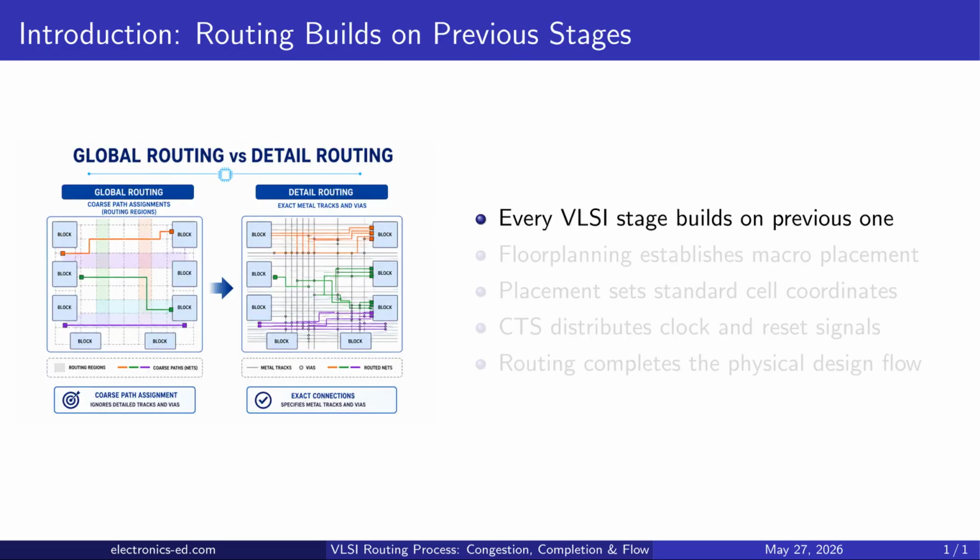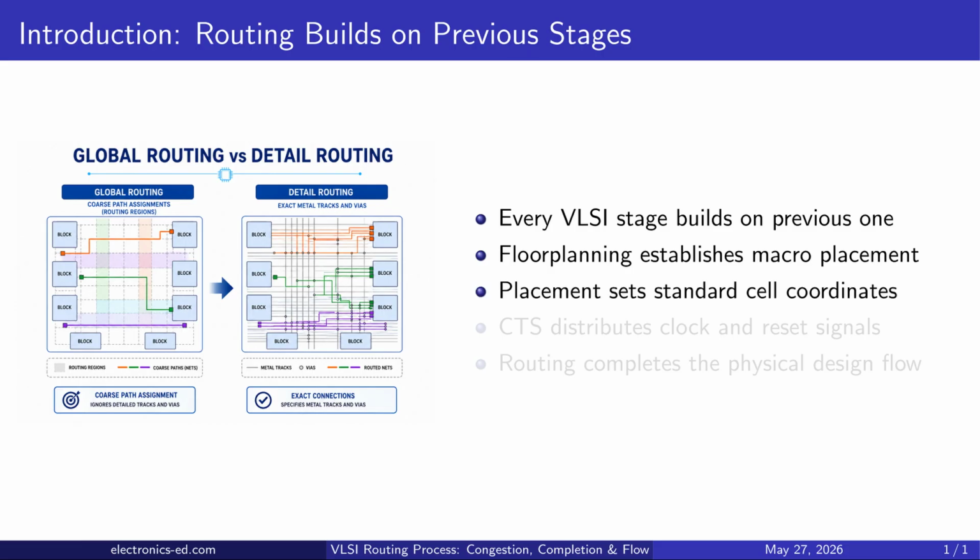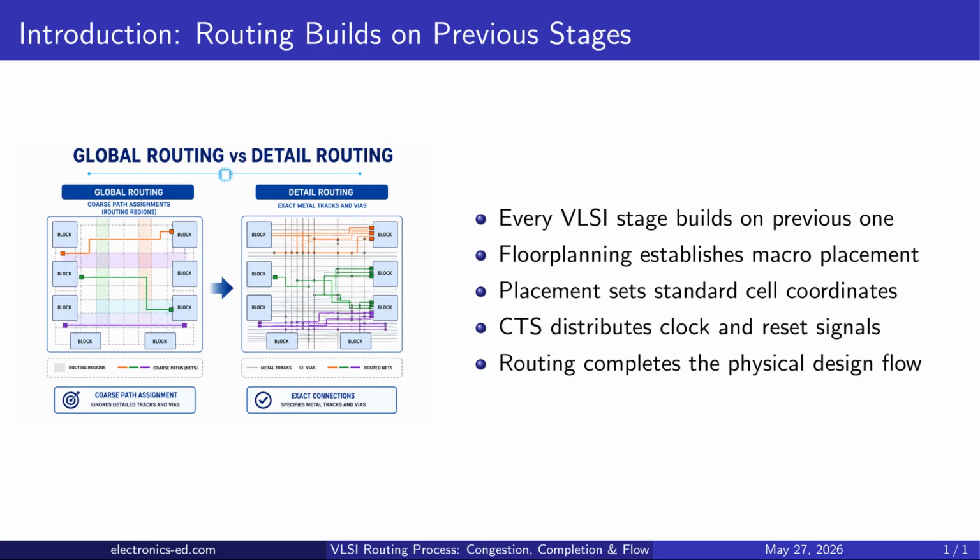Every stage in the VLSI flow builds directly on the previous one. Floor planning establishes where the large macros are placed. Placement, then, sets the exact coordinates for all standard cells. Clock tree synthesis distributes the clock and reset signals. Finally, routing completes the physical design flow by adding all the wires.